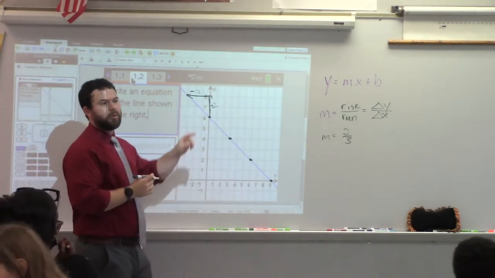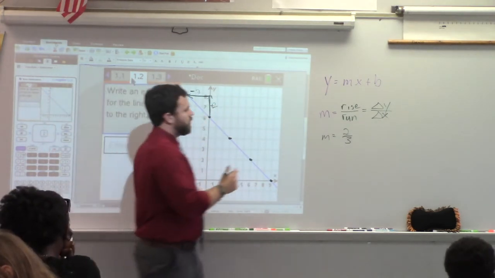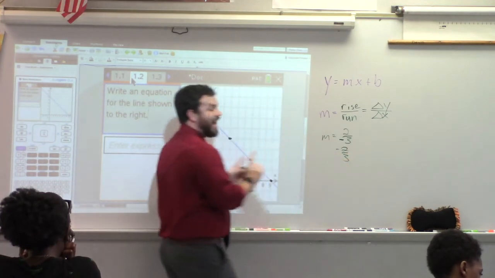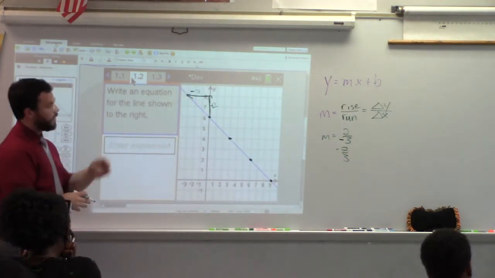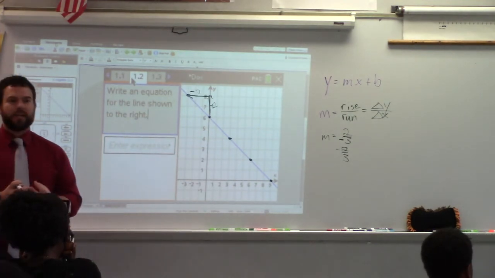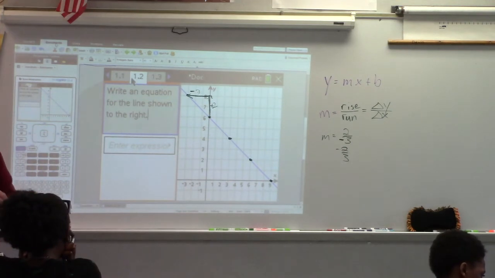Now when I look at my slope, it's 2 divided by negative 3, or negative 2/3. Does that slope make sense looking at this graph? Yes. Okay. So that's a small thing, adding those arrows there to help you think through if you're adding or subtracting to make this make a little bit more sense.